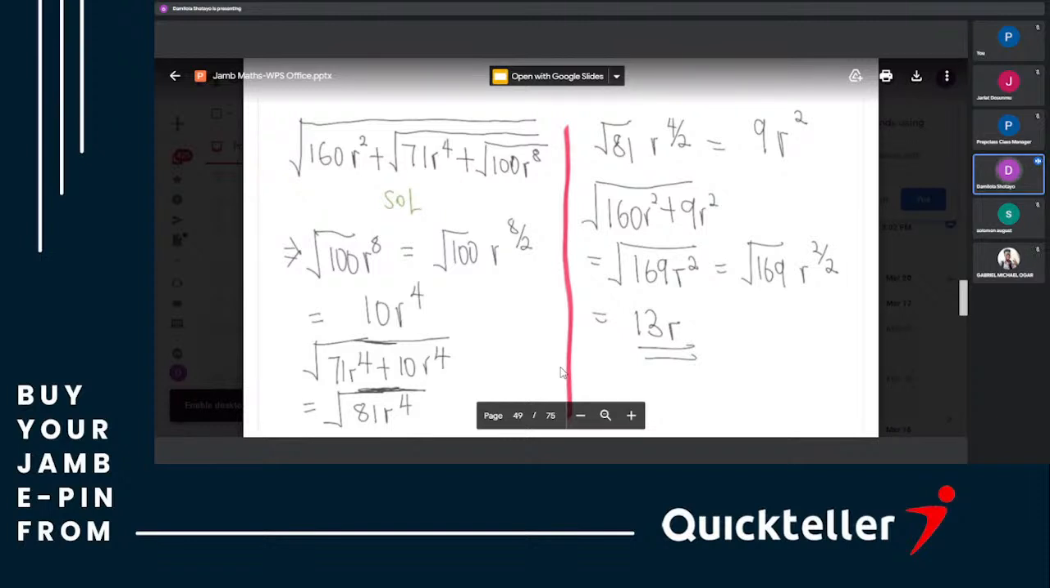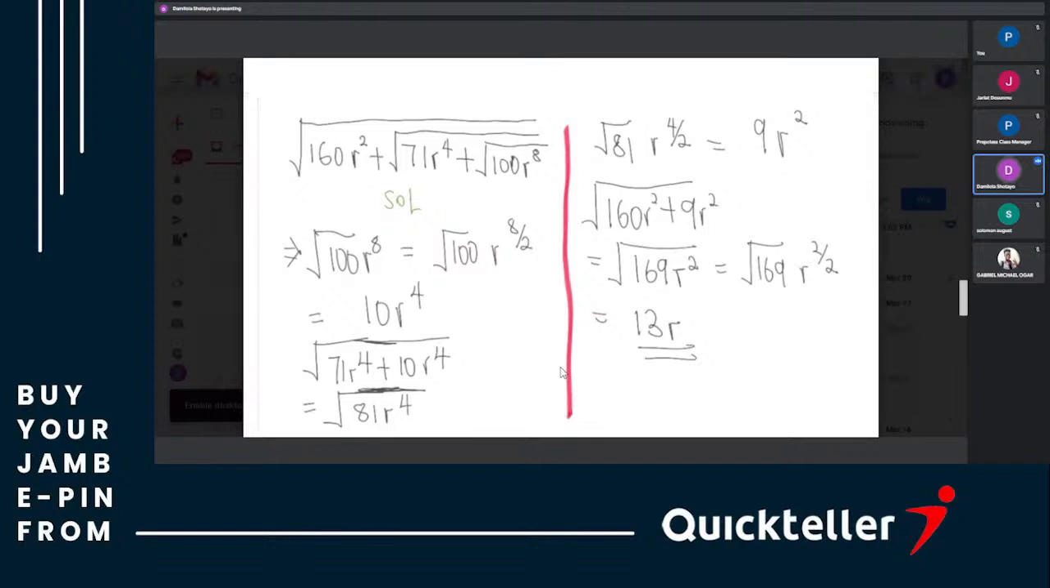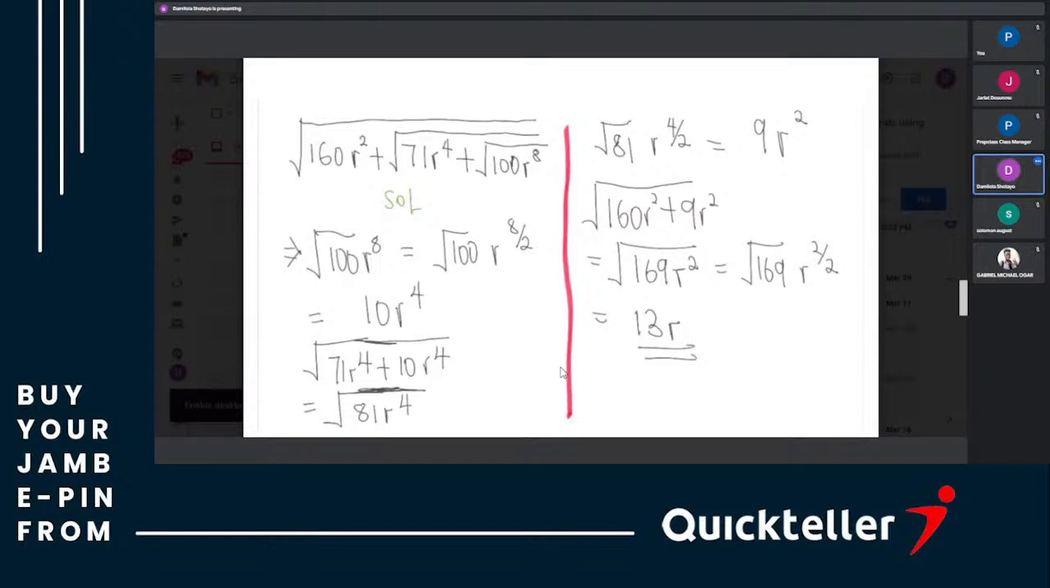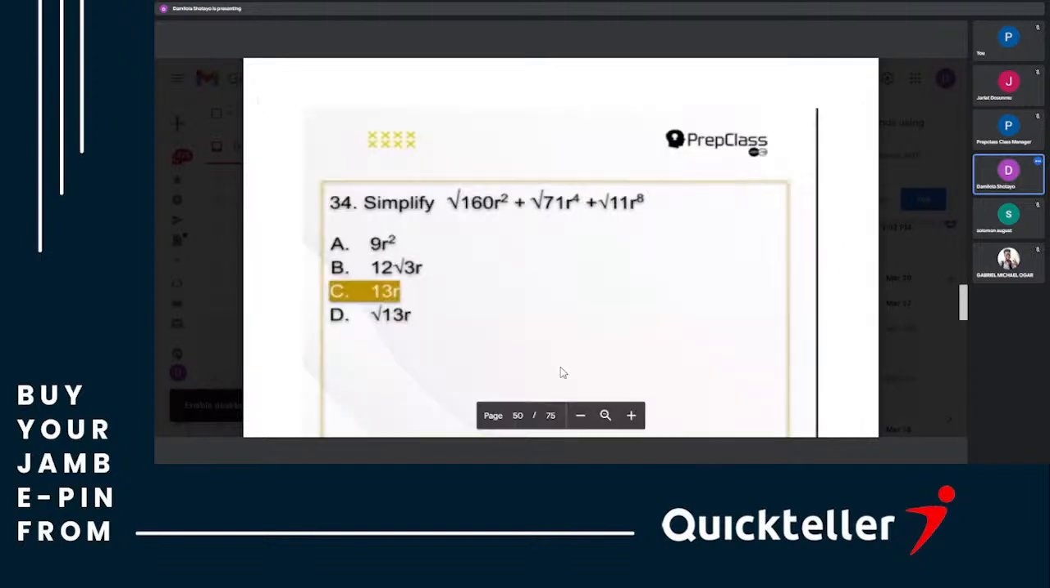Mix this answer with the last one. That will give me 160 r to the power 2 plus 9 r to the power 2, and that will give me 169 r to the power 2. Now share it, root and number. Root 169, then r to the power 2 divided by 2. And that will give me 13. 2 divided by 2 is 1. 13r. And that is the answer to that question. Option C. Okay? And that is that.